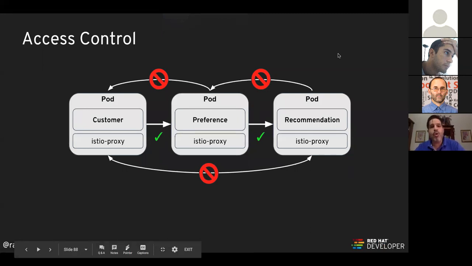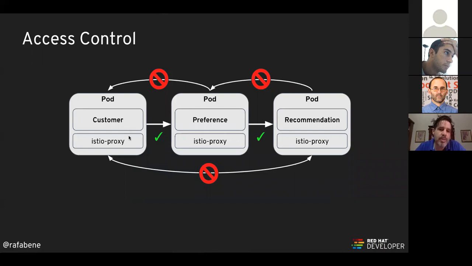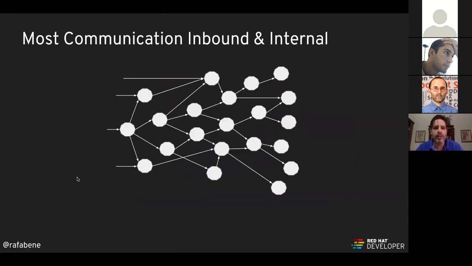And to conclude, we can also have access control. For example, A can call B that can call C, but C cannot call B, that cannot call A. That's also possible to do.